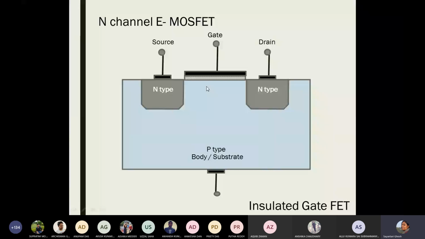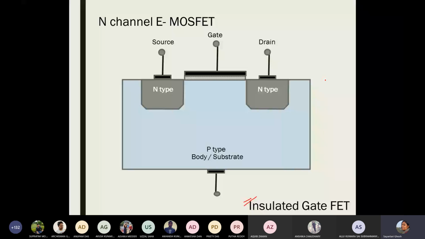It is not in contact electrically speaking, because we have a layer of insulator sitting in between. So that is why this entire family of MOSFETs are also called insulated gate FETs, because the gate terminal is basically insulated from the entire device via a silicon oxide layer. So this is basically the construction of an N-channel enhancement type MOSFET.